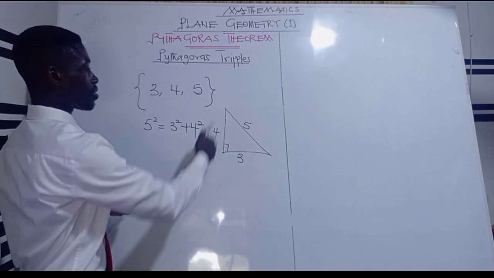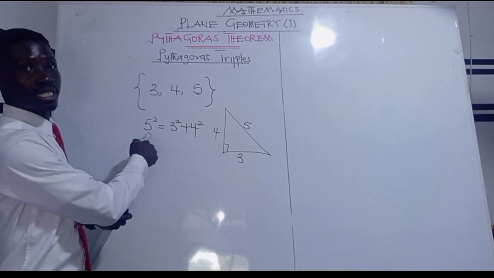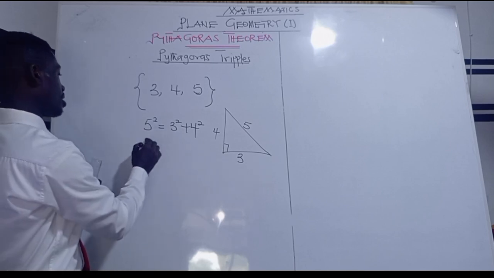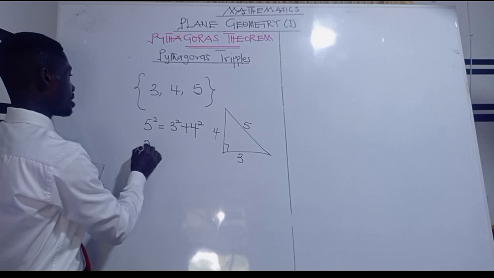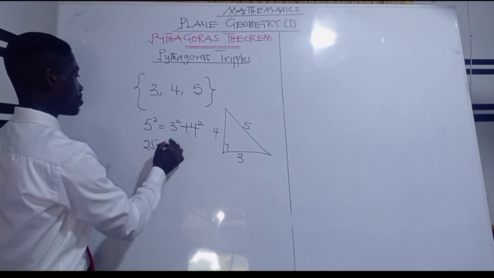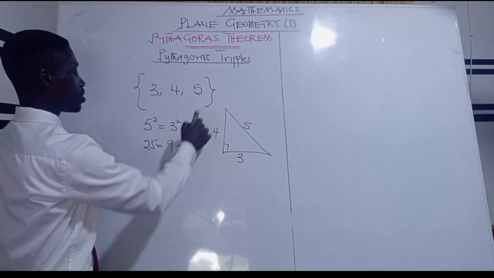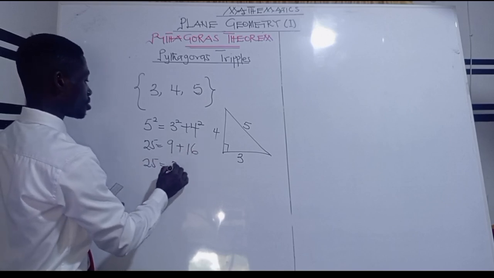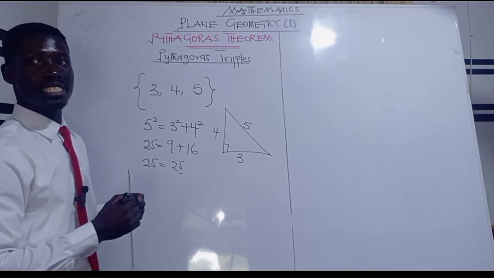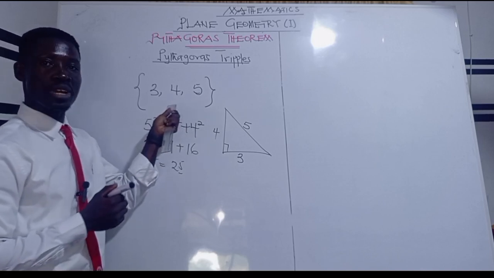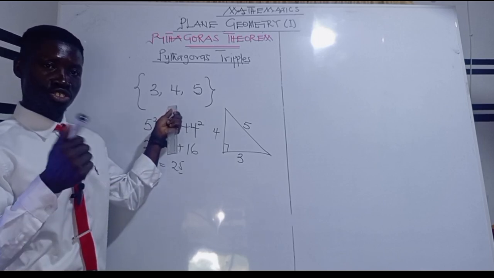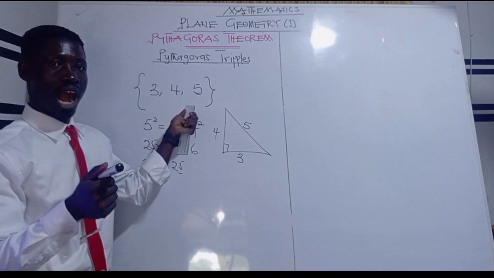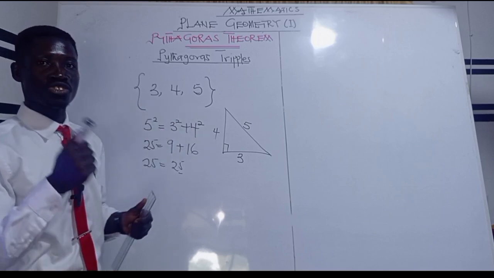So applying the Pythagoras theorem on this, we are going to get what? This. And we know that 5 squared is 25. And 3 squared will give us 9. And then 4 squared, we have what? 16. So we have 25 is equal to what? 25. So this set of numbers obeys the Pythagorean theorem. So this set of numbers are called Pythagoras triples.